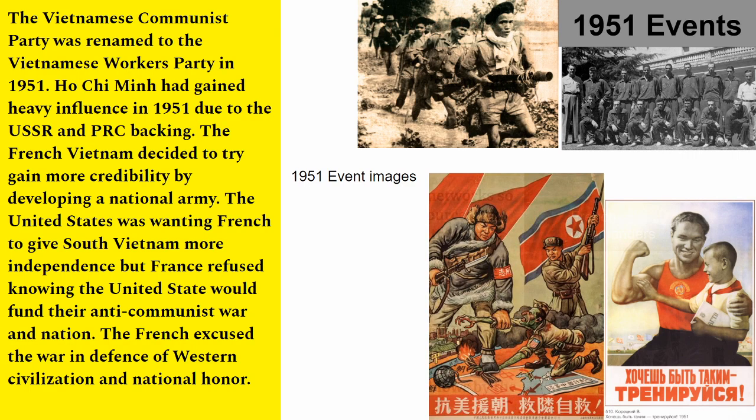So the United States at this time was wanting the French to give more independence to Vietnam, like elections and those sort of things. But the French refused to give up even the slightest bit of power, knowing that the United States would not stop funding their anti-communist war at all. So they were able to keep power. The French excused the war in defense of Western civilization and national honor.